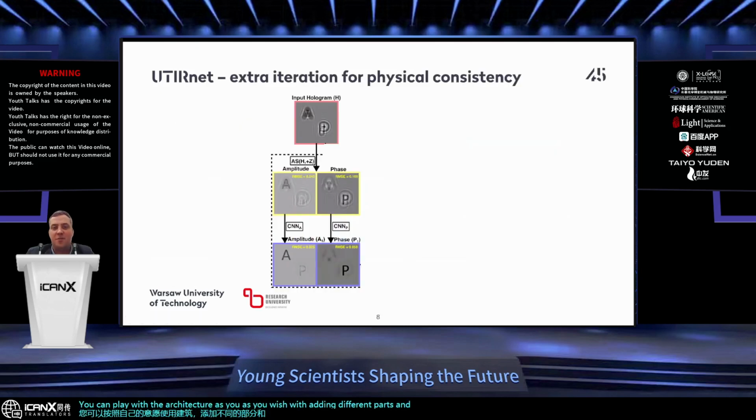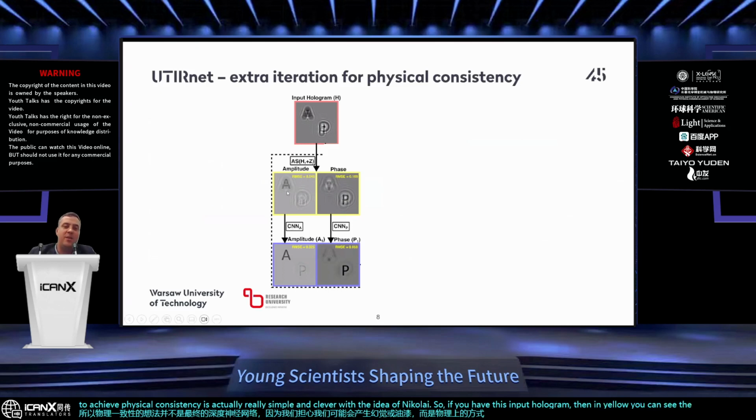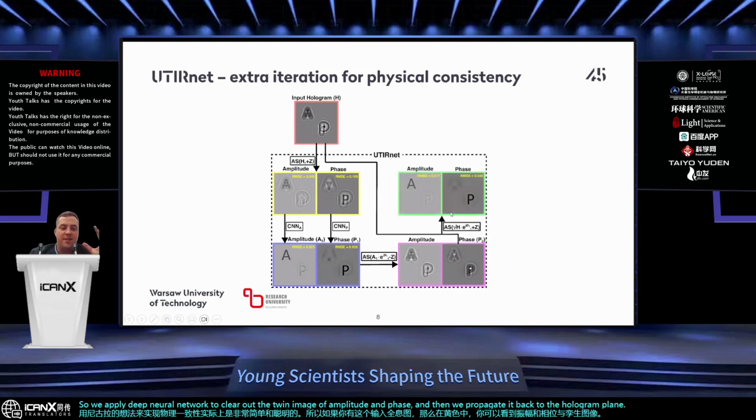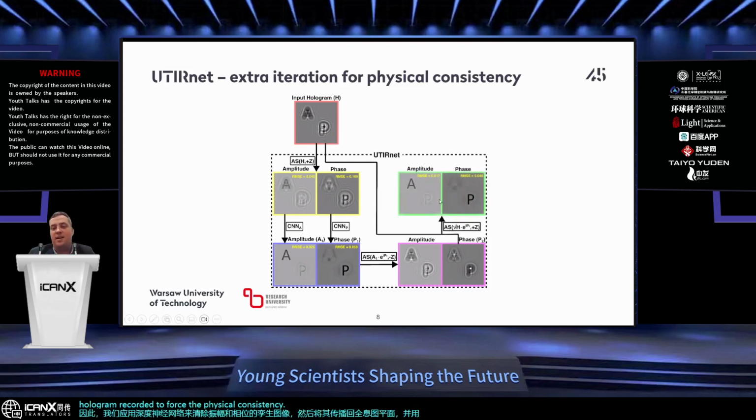So the idea is for physical consistency, so it's not an end-to-end deep neural network because we are worried that it might hallucinate something or paint something, but the way to achieve physical consistency is actually really simple and clever with the idea of Mikołaj. So if you have this input hologram, then in yellow you can see the amplitude and phase with twin image. So we apply a deep neural network to clear out the twin image of amplitude and phase, and then we propagate it back to the hologram plane and substitute that amplitude with the hologram recorded to force the physical consistency. That's why we gain a lot of information.